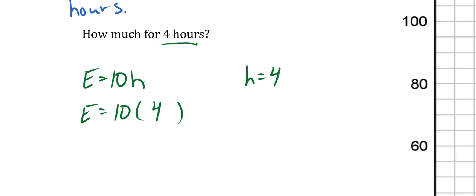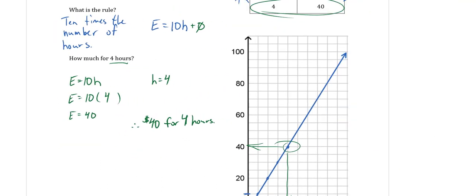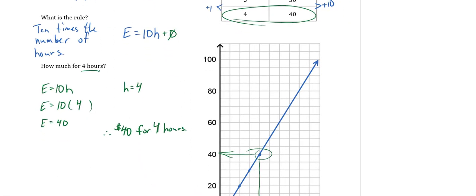Remember, it was on the midterm. We did that a long time ago. And that's 10 times 4, which is 40. $40 for 4 hours. Take a look. This one happened to have the answer in the table. And it was on my graph.